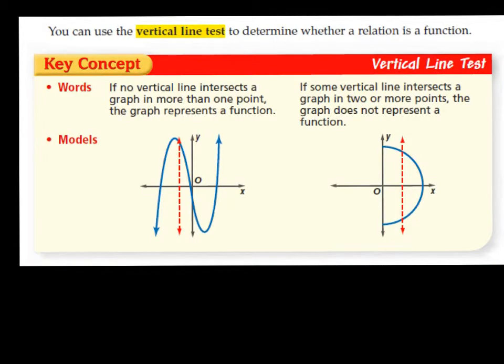And we have two more examples of the vertical line test working and not working. If the vertical line intersects the graph in no more than one point, the graph represents a function. And then it won't work if some vertical line intersects a graph in 2 or more points. It is not a function.